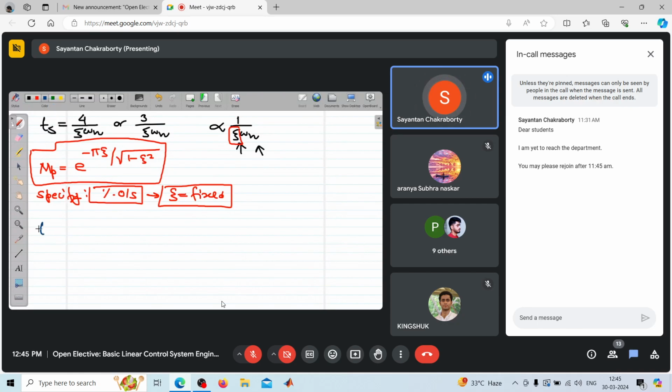Again, this Tp, the peak time: this zeta is fixed, and if you also specify the peak time, then omega n is getting fixed.